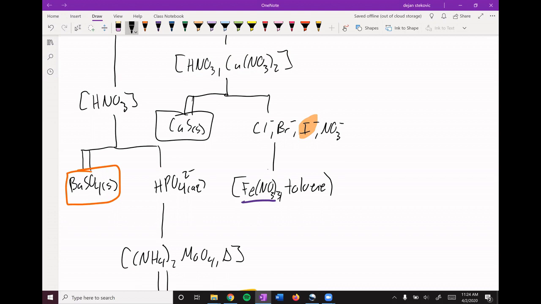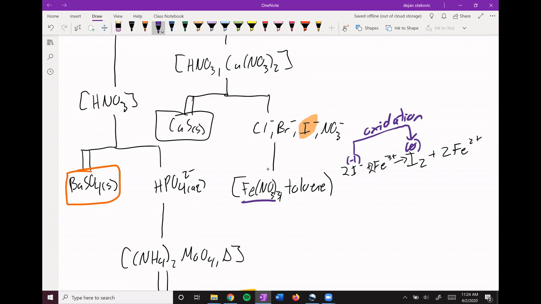So for the nitrate, if we have 2 iodides plus this Fe3+, if these two react, they're going to undergo a redox reaction where the products are I2 and 2 Fe2+. So if you think about the oxidation state of the iodide here, it's -1. Here it's 0. So going from -1 to 0, we have oxidation. So we're going to oxidize this iodide.